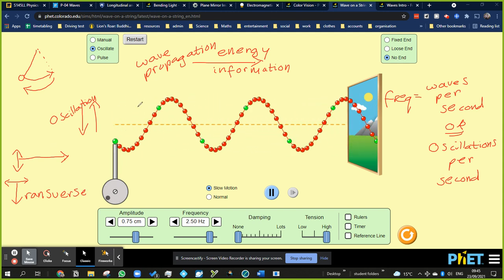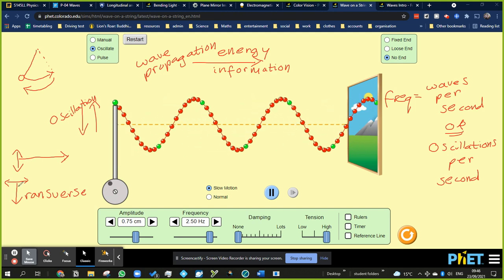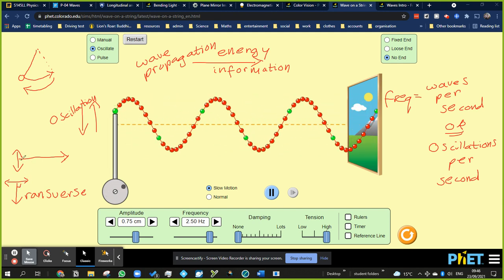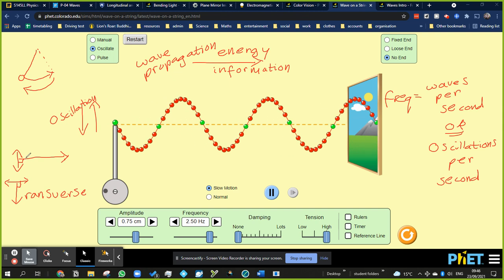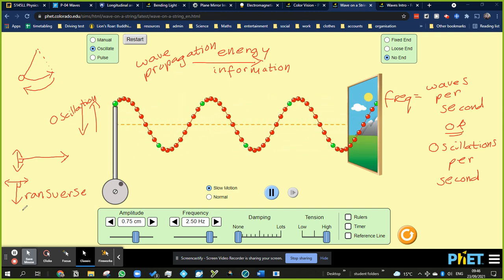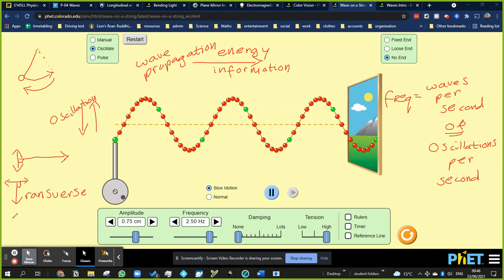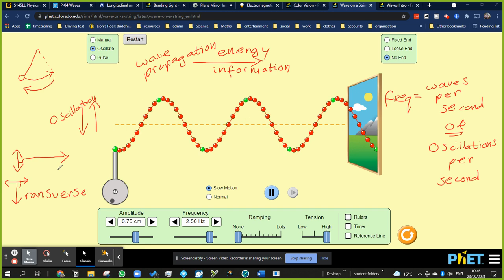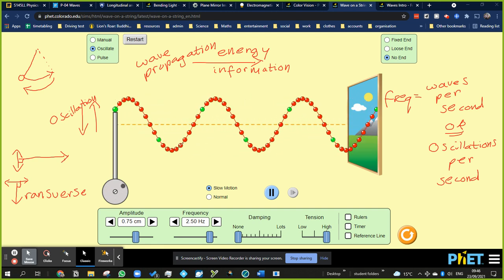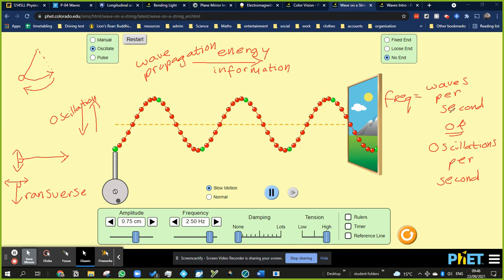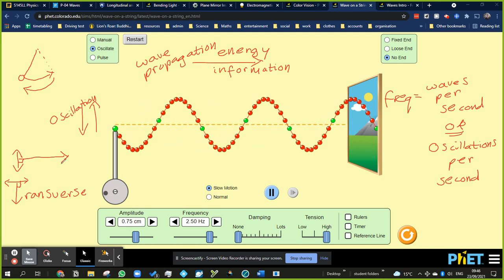And what I'm showing is that this is perpendicular. That's right angles. You understand the word perpendicular? Yeah. So 90 degrees. So we would say the oscillation is perpendicular to the wave propagation. We've talked about frequency, the number of waves per second or the number of oscillations per second.